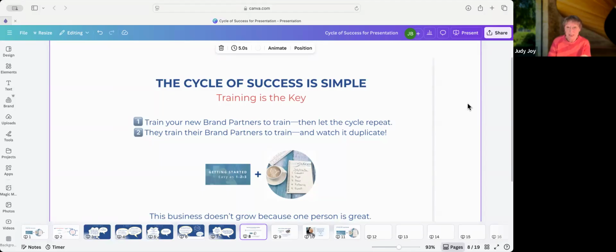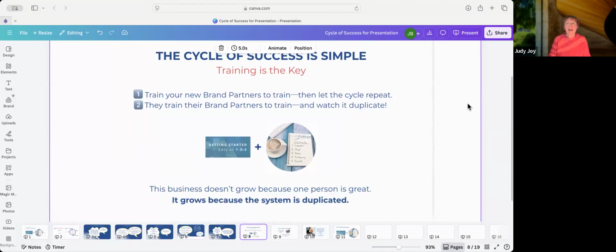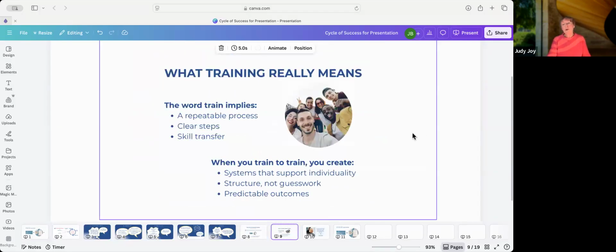Getting started, 1, 2, 3, daily action plan. This business doesn't grow because one person is great. It grows because the system is duplicated. And so the word train, we talked about that a lot. And this morning I thought, I want to add one more slide defining training, because maybe we're not all on the same page when we think of that. The word train implies a repeatable process, clear steps, skill transfer. We can do this if we keep it simple, honed down.